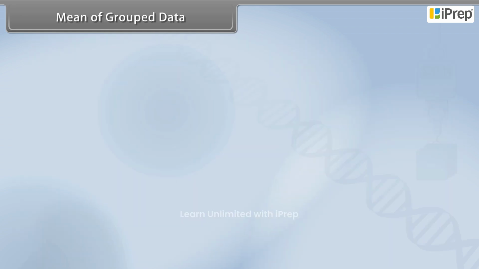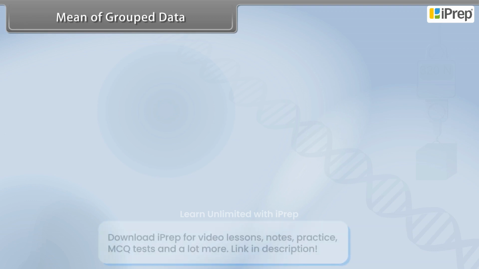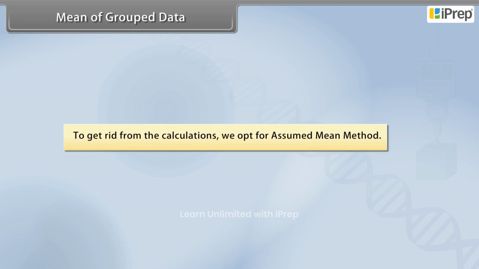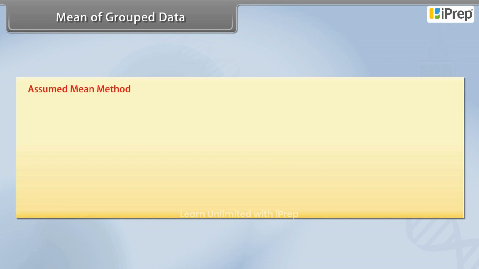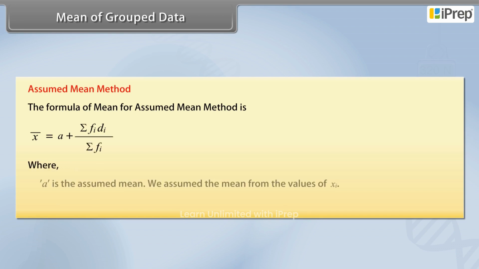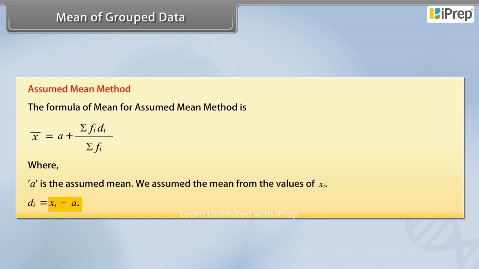Mean of grouped data. Sometimes the product of xi and fi becomes too large that this method becomes quite time-consuming. To get rid of these calculations, we opt for the assumed mean method. Assumed mean method. The formula of mean for the assumed mean method is a plus summation of the product of fi and di divided by summation of fi, where a is the assumed mean. We assume the mean from the values of xi. di is equal to xi minus a.